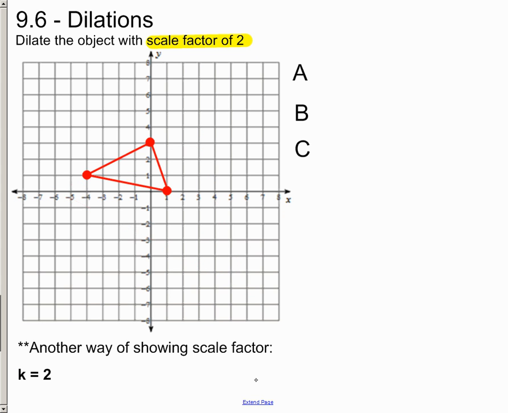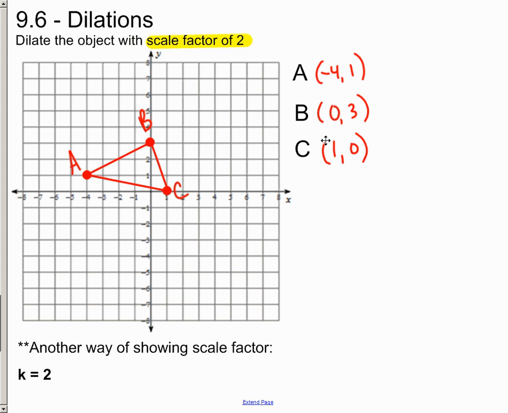Now, how do we do that? How do we actually do these dilations? Well, the first thing that you need to do is you just need to take a little bit of time and write down each point. Let's call this one point A, call this one point B, and we'll call this one point C. Point A, the ordered pair is -4, 1. Point B is 0, 3. And point C is 1, 0.